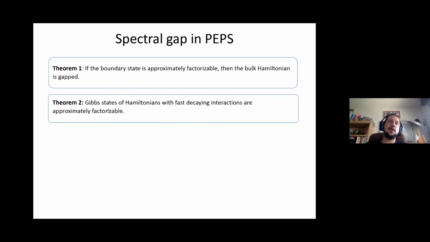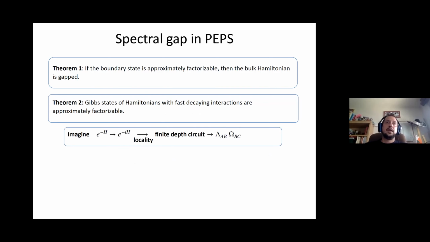And then in a second theorem, we show that Gibbs states of Hamiltonians with fast decaying interactions are approximately factorizable. And these two theorems together prove rigorously the conjecture in the bulk-boundary correspondence paper of Cirac and co-authors.